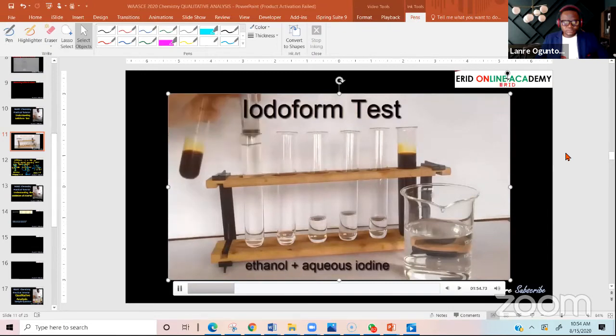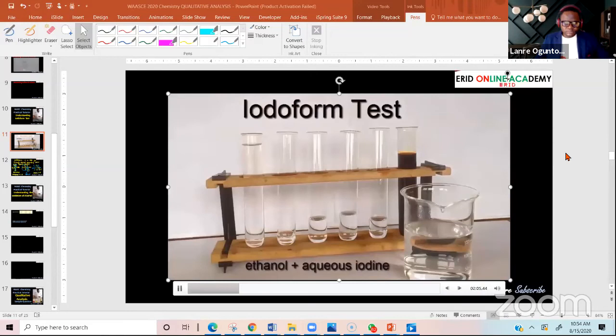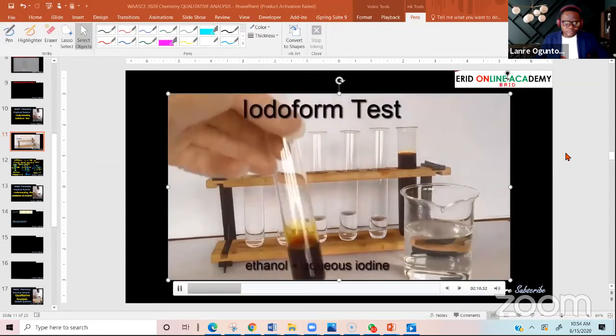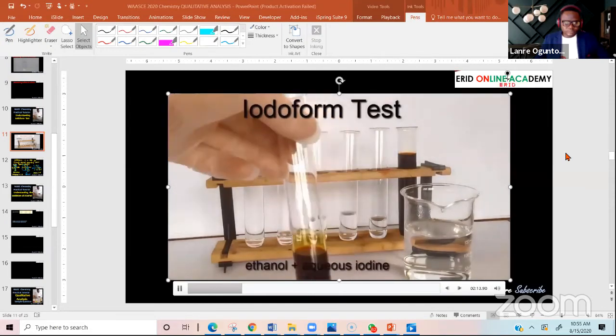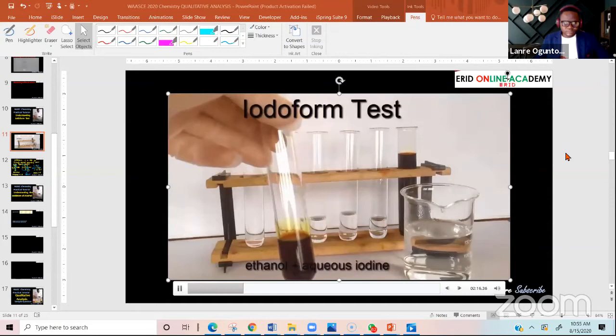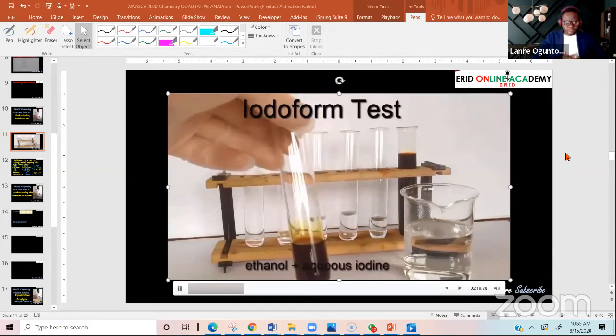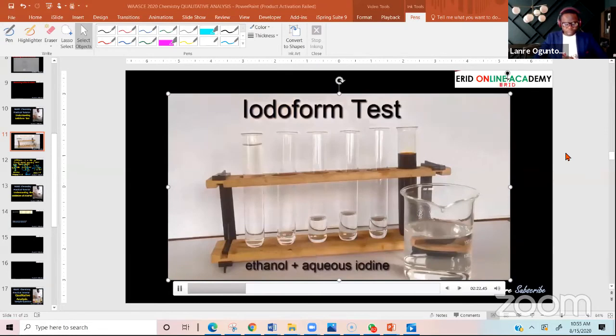I also need to quickly mention how I formed the aqueous iodine. Aqueous iodine is formed by dissolving your iodine inside potassium iodide. That gives you a good solution of aqueous iodine. So now let's add the sodium hydroxide to the ethanol and the aqueous iodine.